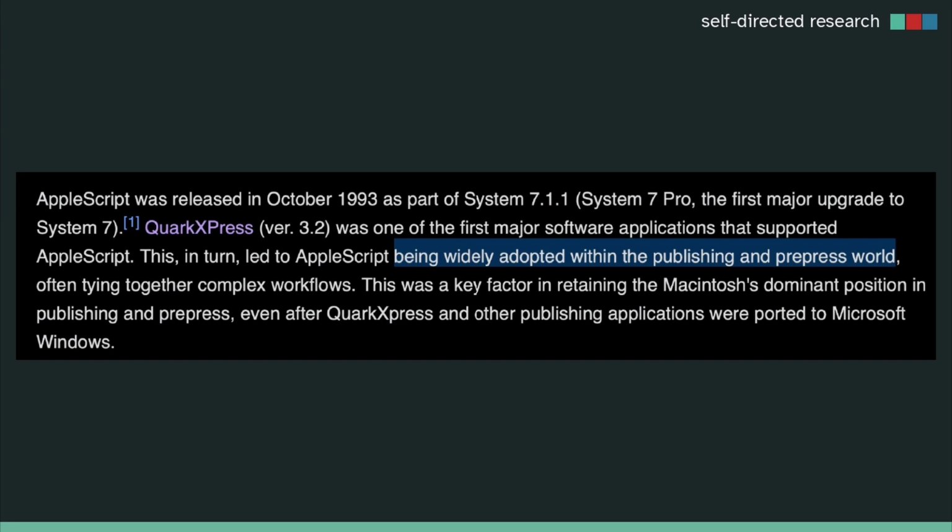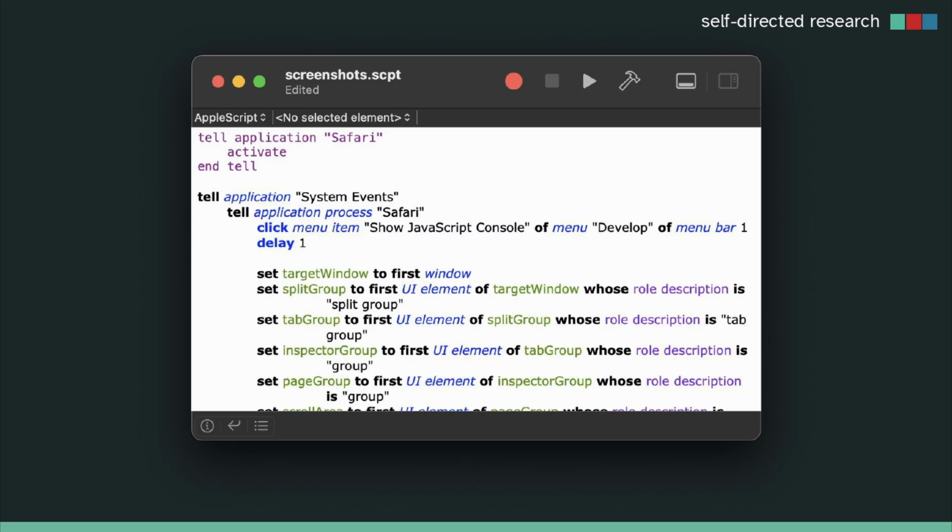So yeah, AppleScript lets you tell applications to do things. And apparently that was enough for the publishing and pre-press industry. Instead of writing code to do their thing, they wrote this weird natural scripting language to press buttons and move files around. I don't know if you've ever seen the AppleScript editor before, but it looks like this.